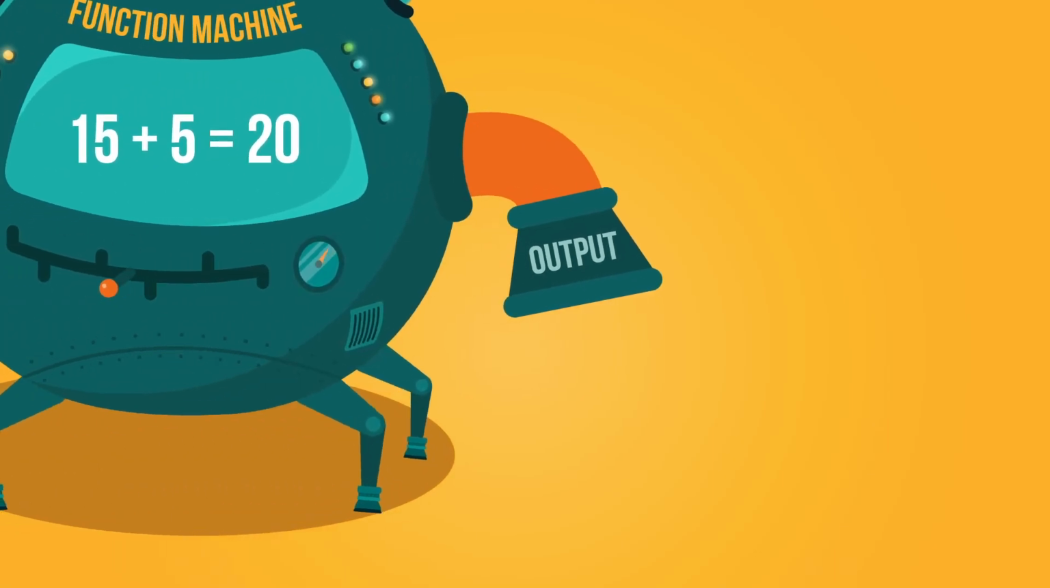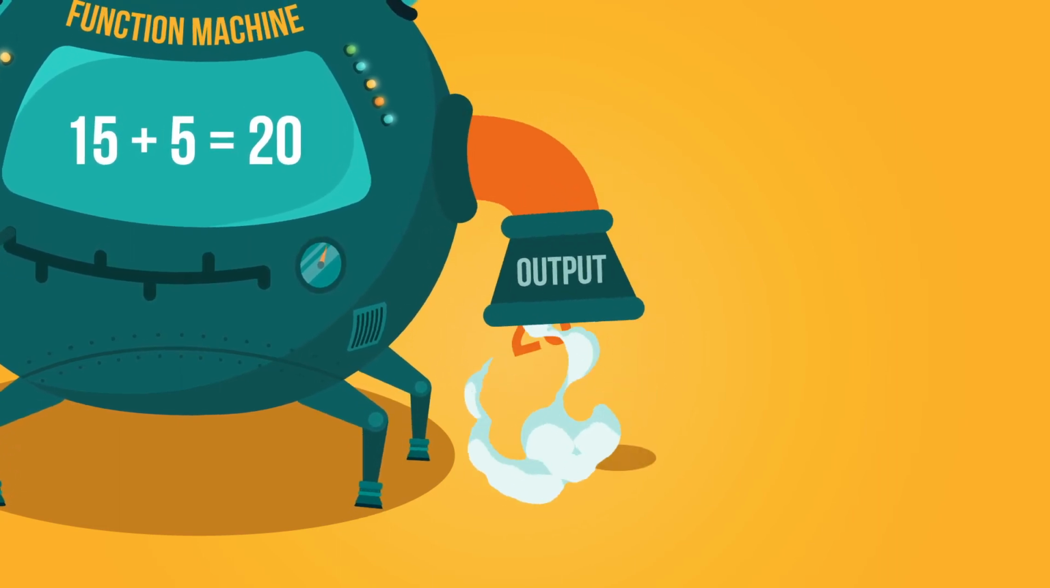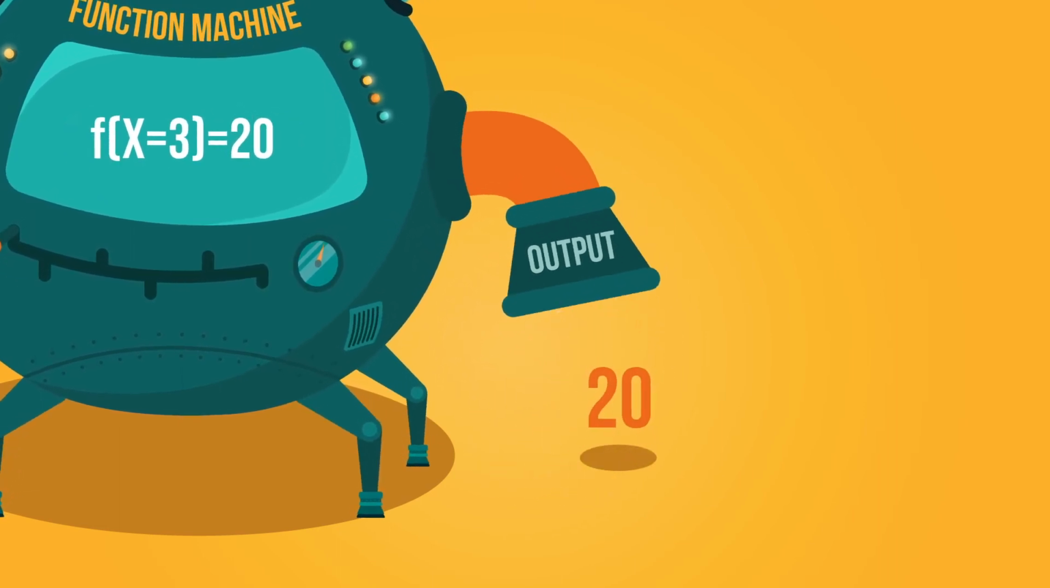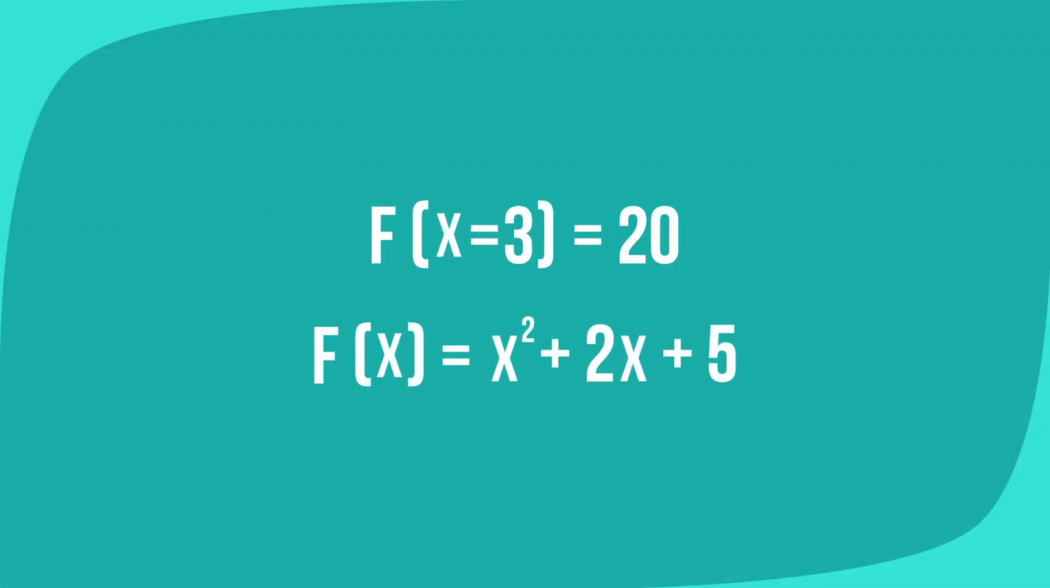Of course, this isn't the only equation that would make the statement when x equals 3, f of x equals 20 true. In fact, there are an infinite amount of equations that would make this statement true. I could have chosen f of x equals x squared plus 2x plus 5 and gotten the same result of 20 when 3 is the input. You can try this calculation on your own. Remember to use PEMDAS and prove it to yourself.